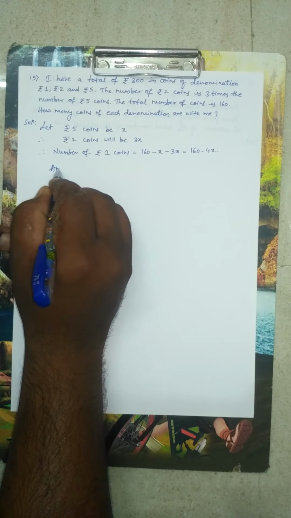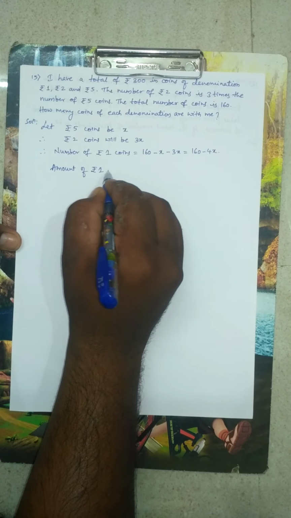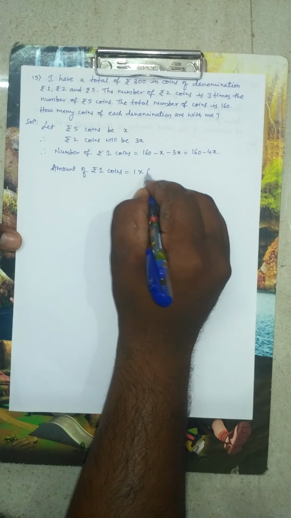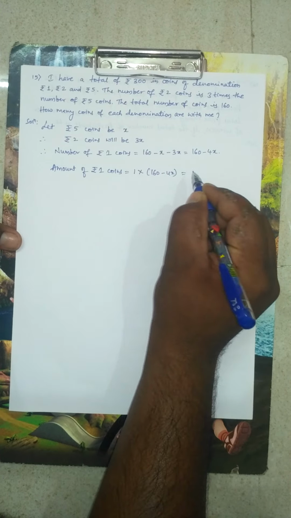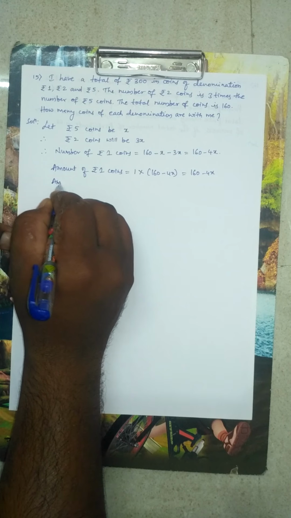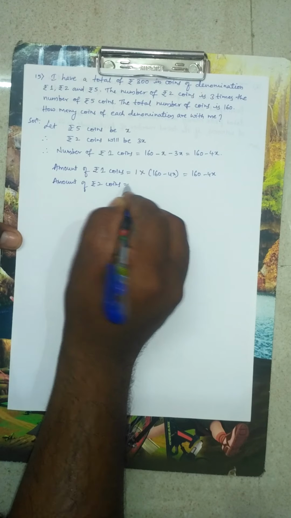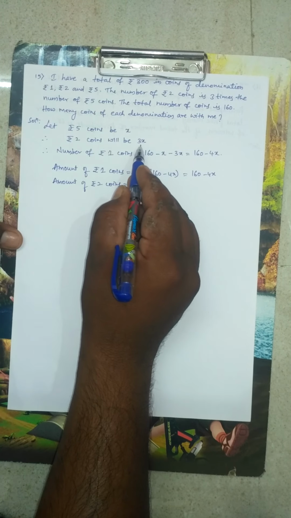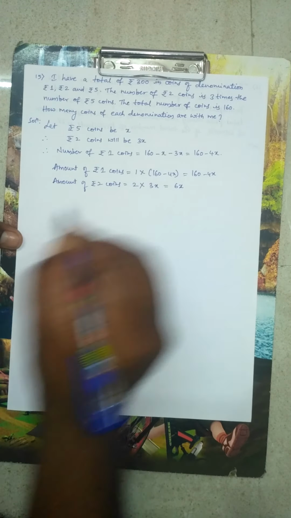Now the amount of 1 rupee coins. The denomination is 1 rupee, and there are 160 minus 4x 1 rupee coins. If you multiply 1 with any number, it remains as it is: 160 minus 4x. Next, the amount of 2 rupees coins. The denomination is 2, so we write 2 here, and there are 3x 2 rupees coins, so we multiply with 3x. This is equal to 6x.